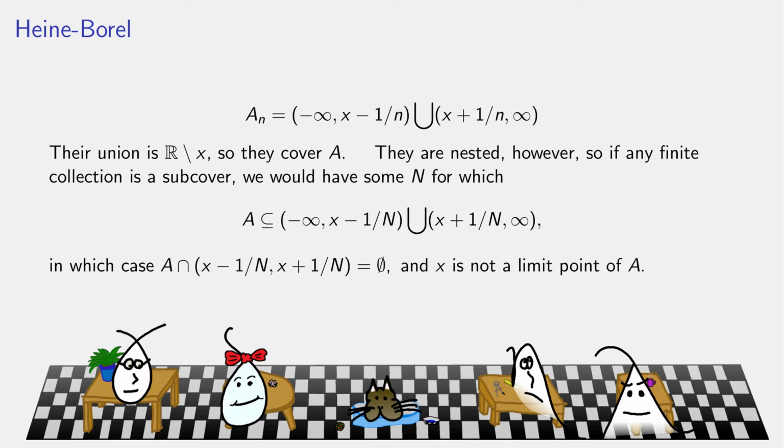But that means x is not a limit point, because now I have a little epsilon neighborhood of x, specifically x minus 1 over N to x plus 1 over N, which does not intersect the set A. And if I can do that, I'm not a limit point. So if the set A is compact, it cannot miss any of its limit points, which suffices to prove that if a set is compact, it must be closed. It must contain all of its limit points.